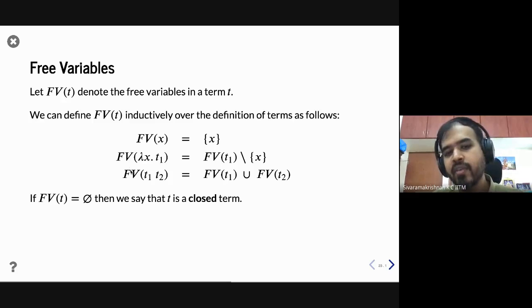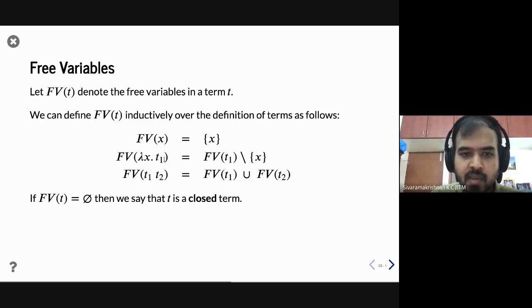So the way we define free variables of an abstraction is to compute the free variables of t1. That might have x's, but we know that all of those x's are bound by this binder. So from the result, just remove x. And that is the definition of free variables.